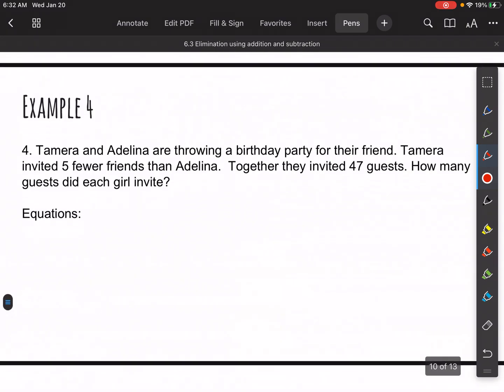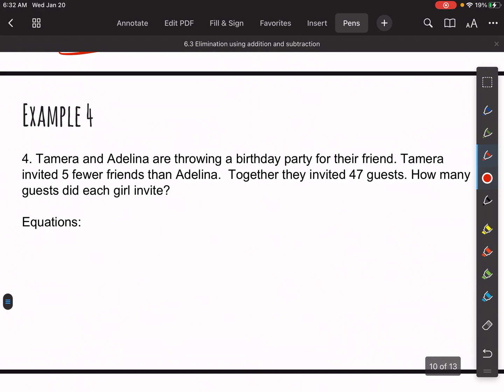So example 4, and then you guys are off to the homework here. Tamara and Adelina are throwing a birthday party for their friend. Tamara invited 5 fewer friends than Adelina. Together they invited 47 guests. How many guests did each girl invite?